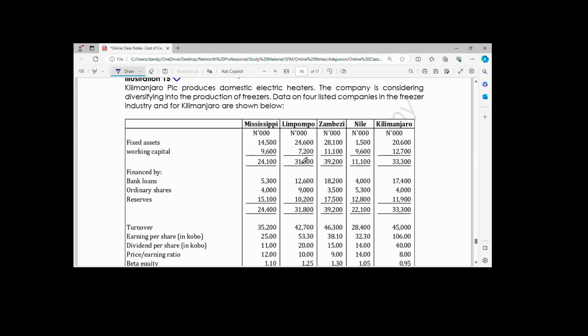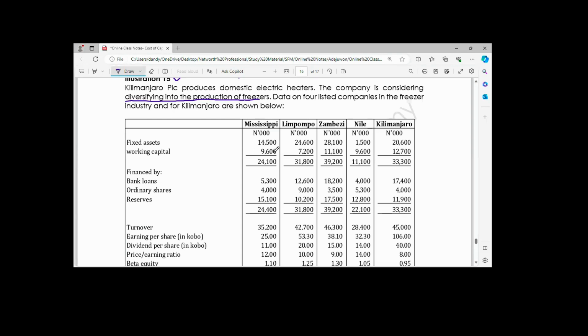Kilimanjaro produces domestic electric heaters. The company is considering diversifying into the production of freezer. So as a student, once I'm reading this and I can see diversifying, I need to underline that. Because once I see diversifying, something should tell me that it is possible this question may be project specific, because that diversifying is a calling for me to know that this question may relate to project specific. Data on 4 listed companies in the freezer industry and for Kilimanjaro are shown below.